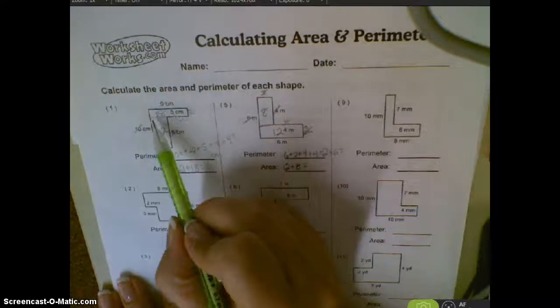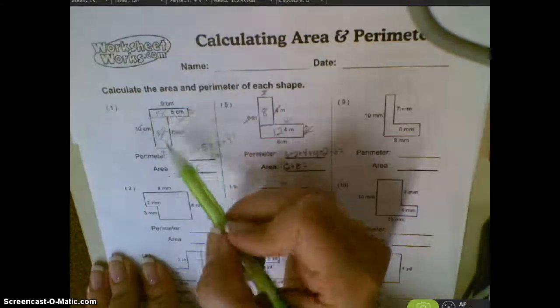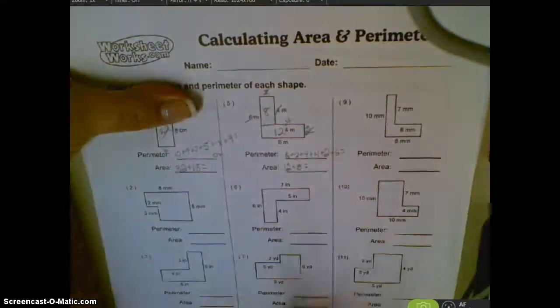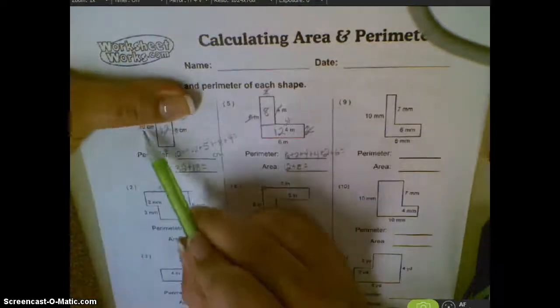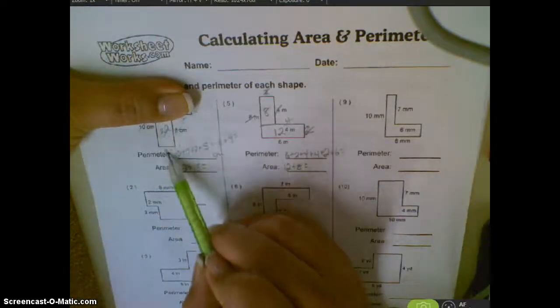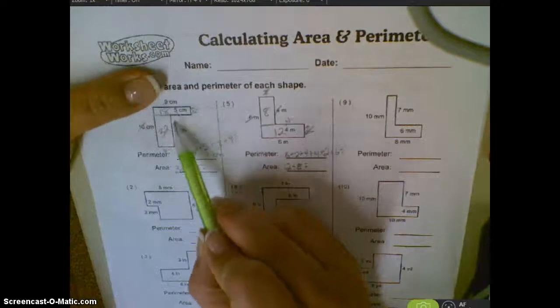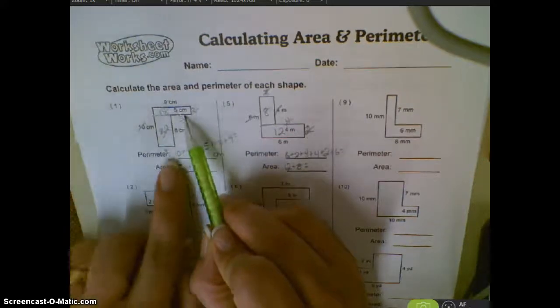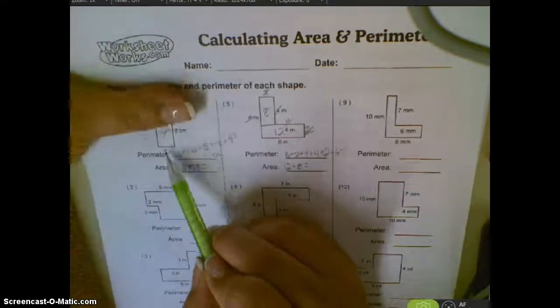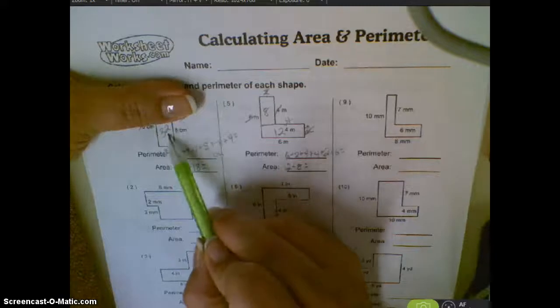What I did on this one is I broke it into two separate pieces, and then I looked at just this piece right here, and I said 8, and then I figured out this was 4 because I knew this whole thing was 9, and this part was 5. So 5 plus 4 would equal that 9. And then I was able to do 8 times 4 is 32.